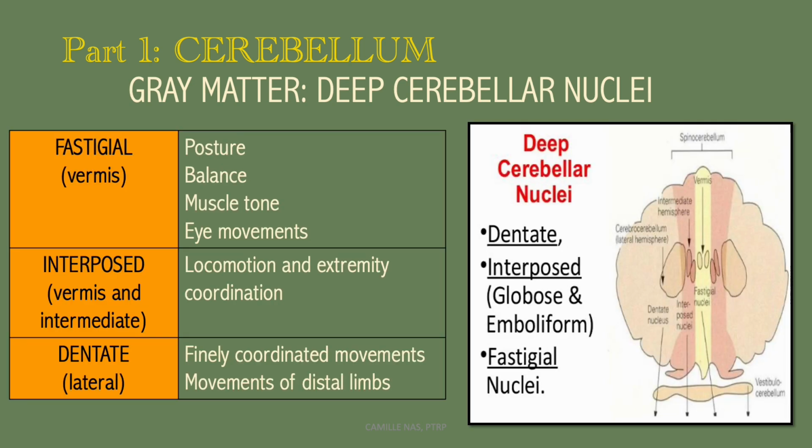Okay, now let's go again with the different nuclei. You have again the fastigial, which is specifically for posture, balance, muscle tone, and eye movements. This is separate from the anterior and posterior lobes and the flocculonodular lobe. This one is the deep cerebellar nuclei.